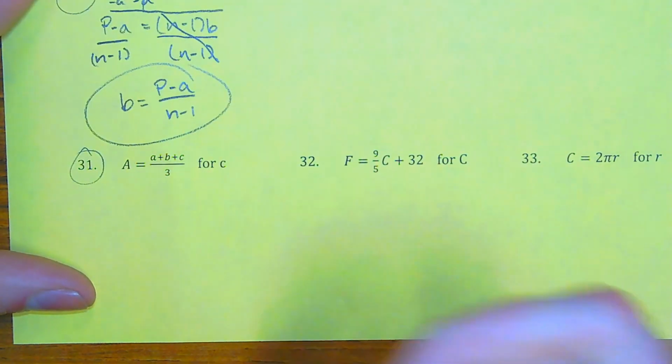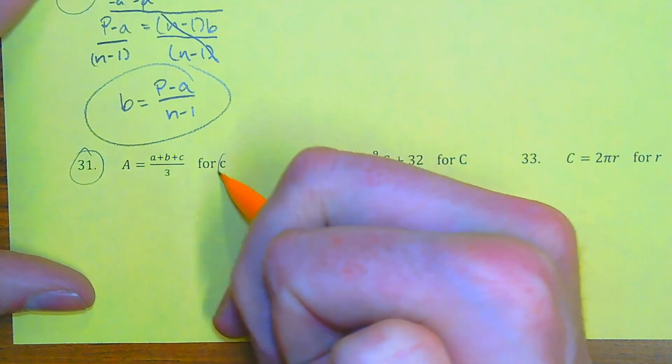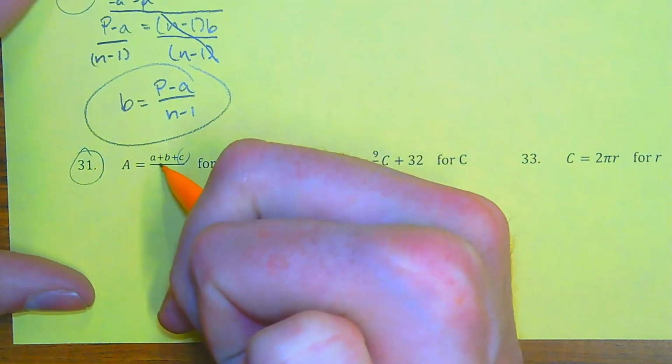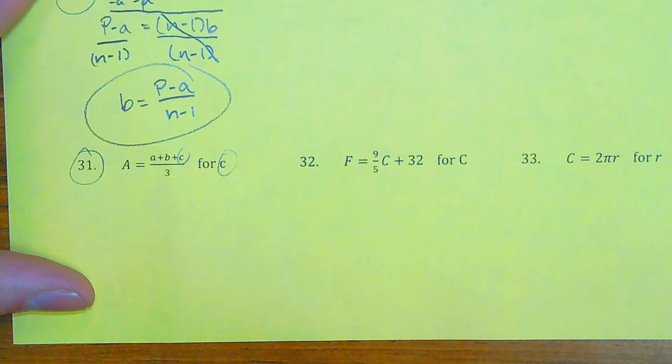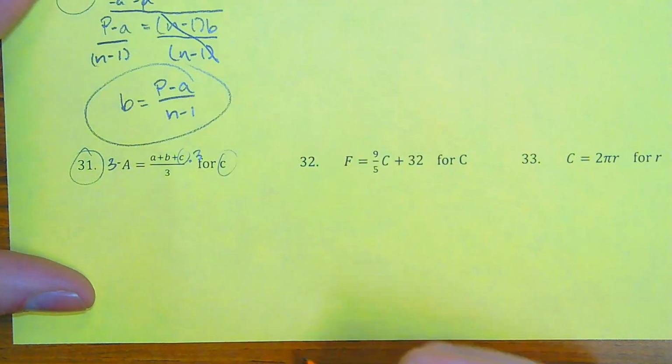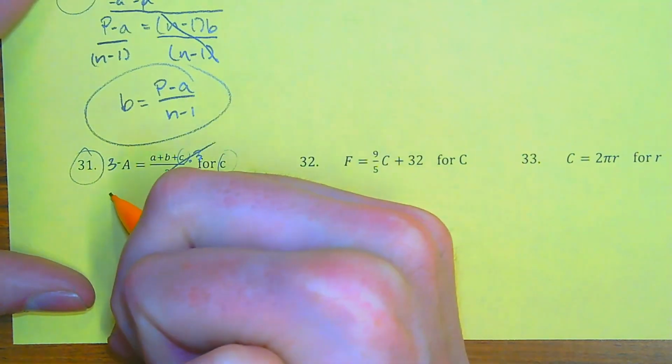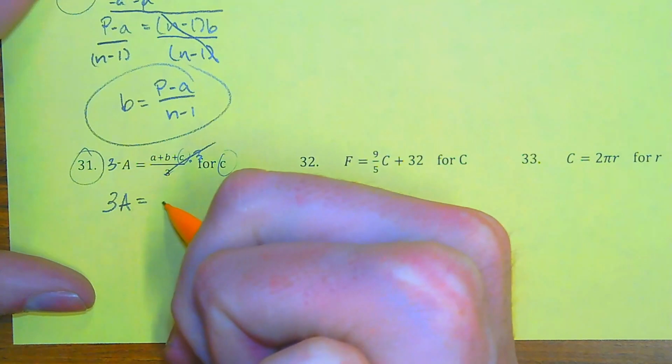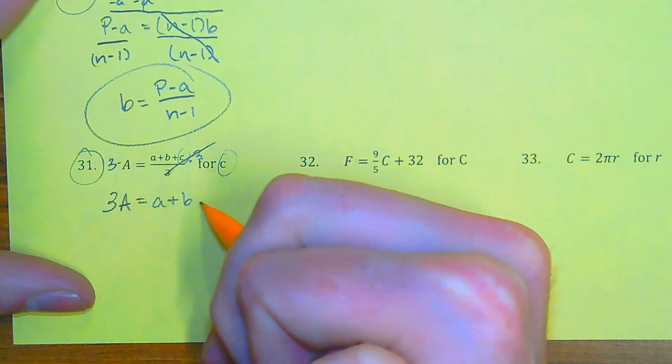And then I'll help you guys with 31 real fast, because I think this one looks a little bit funky. We're solving for c. First thing, we have to get rid of the number that is dividing everything. Multiply both sides of your equation by 3. Your 3's cancel. 3A equals a plus b plus c.